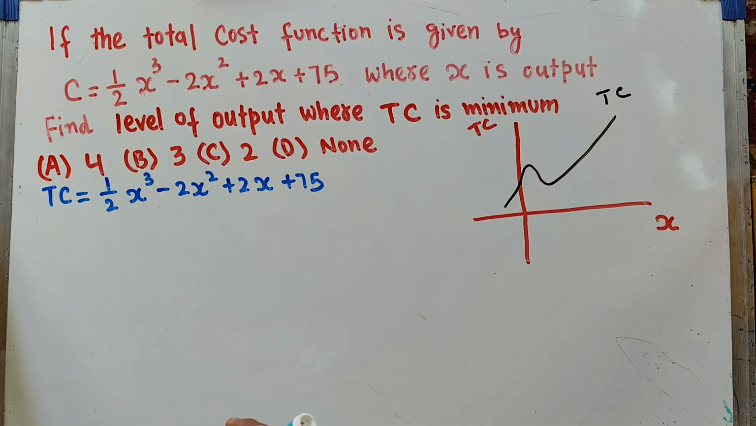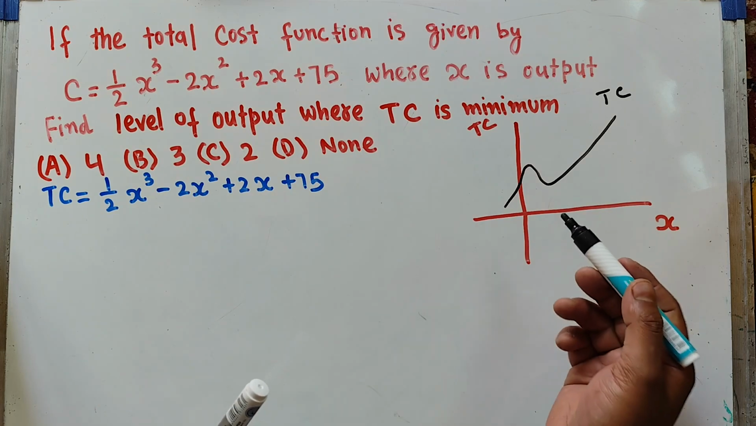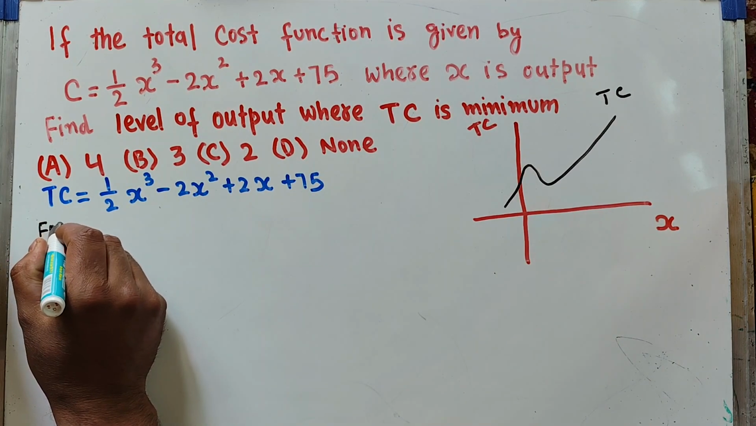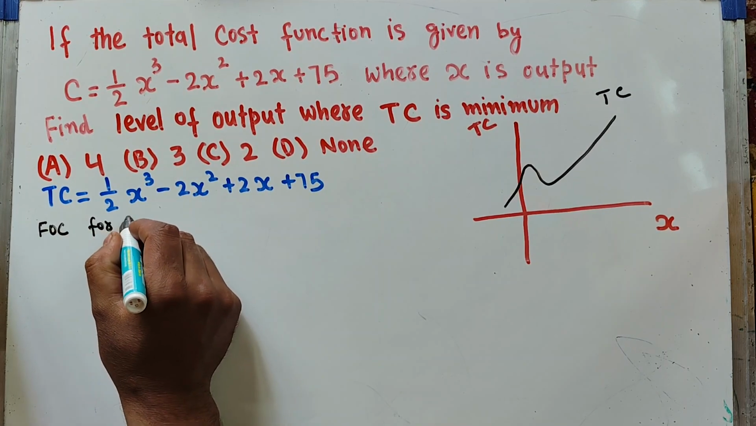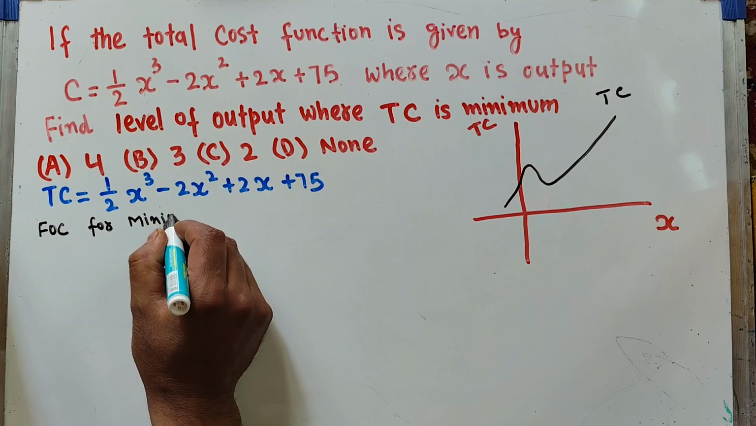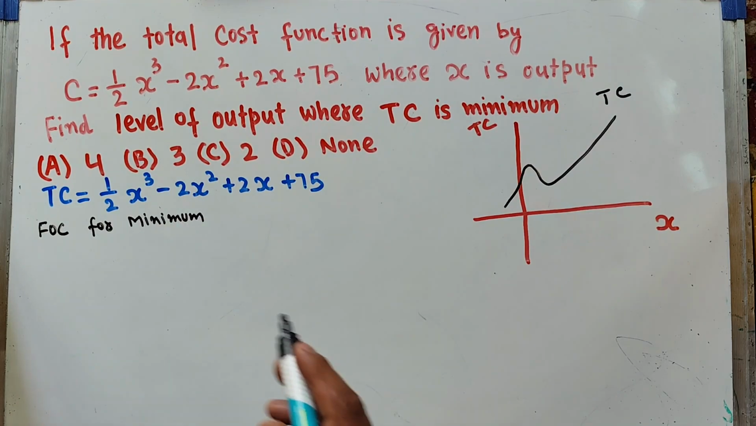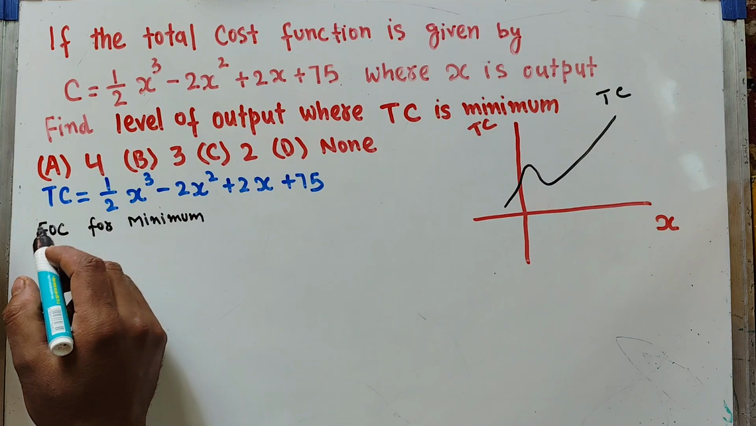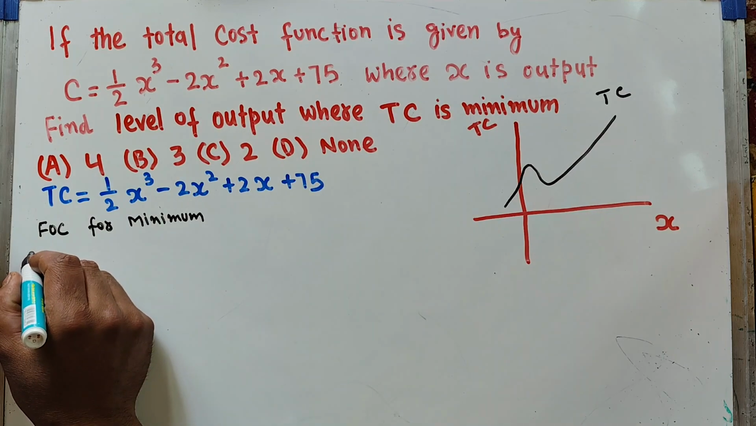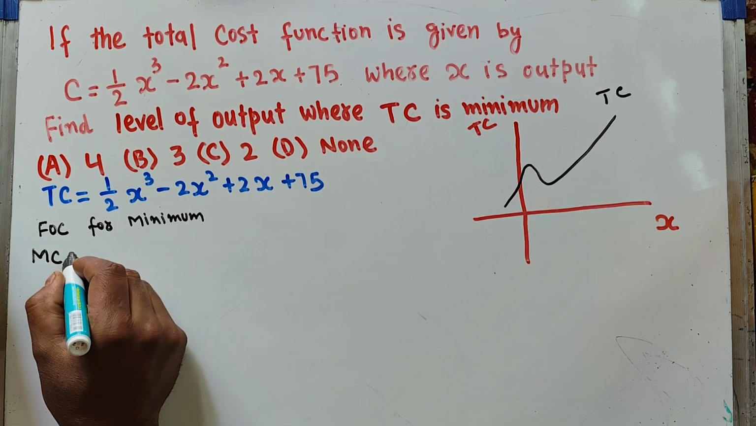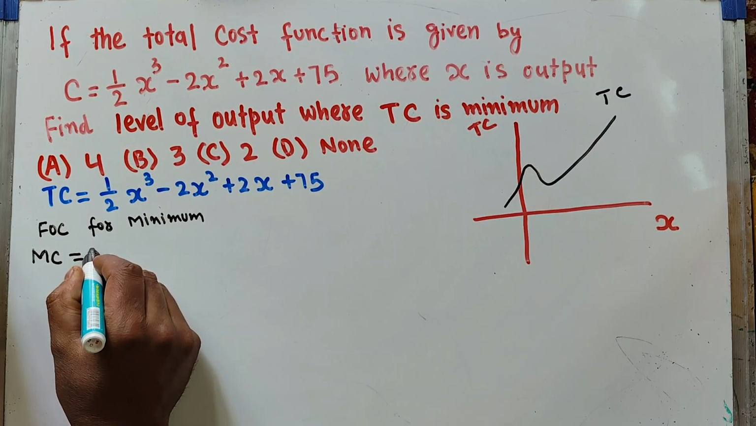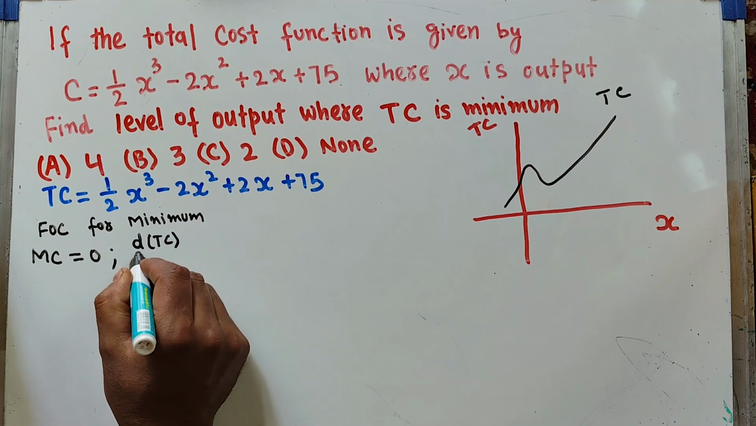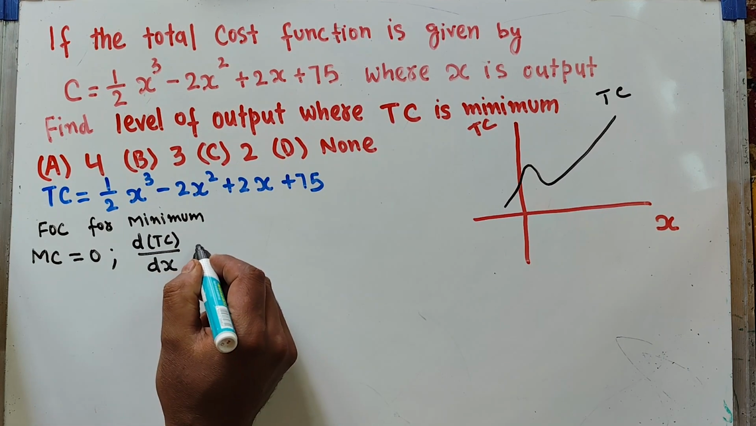Now what we need to do here is find out the level of output where total cost is minimum. For this, the first order condition for minimum requires that the first derivative of the total cost function should be equal to 0. That means we take the first derivative of the total cost function, that is marginal cost, which should be equal to 0. Marginal cost is simply the derivative of the total cost function with respect to output.